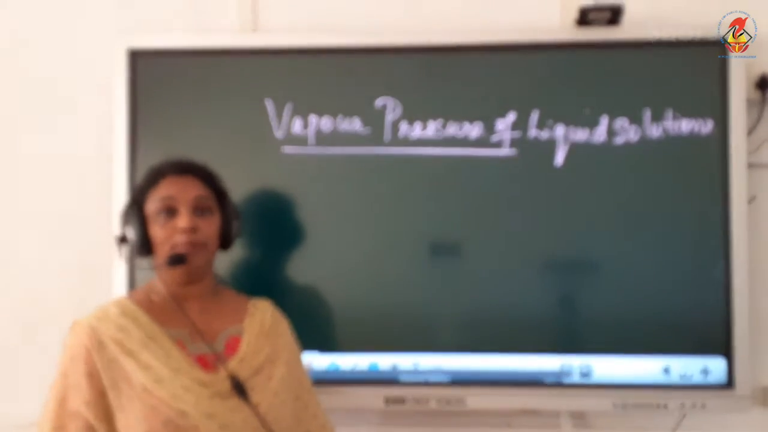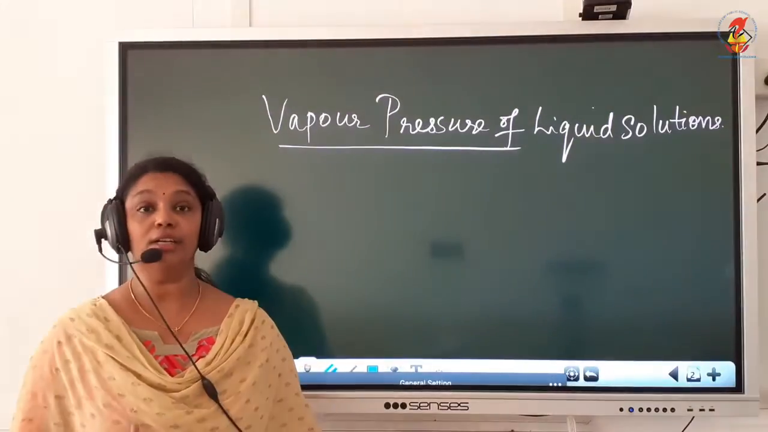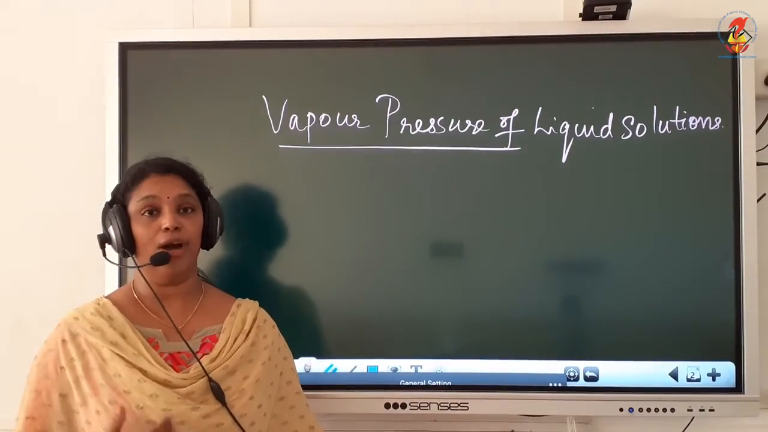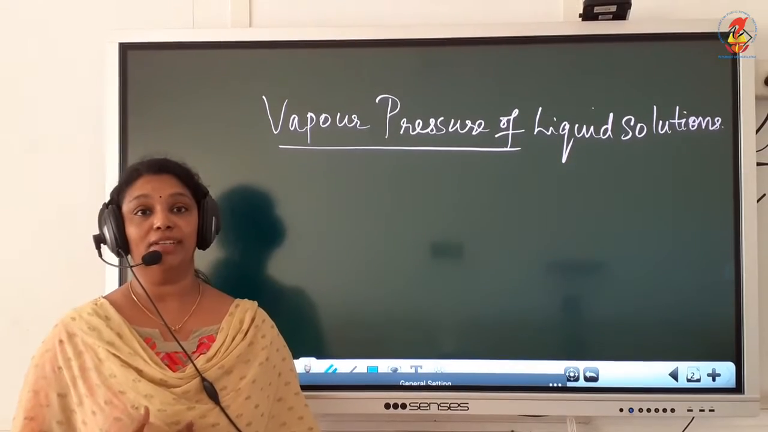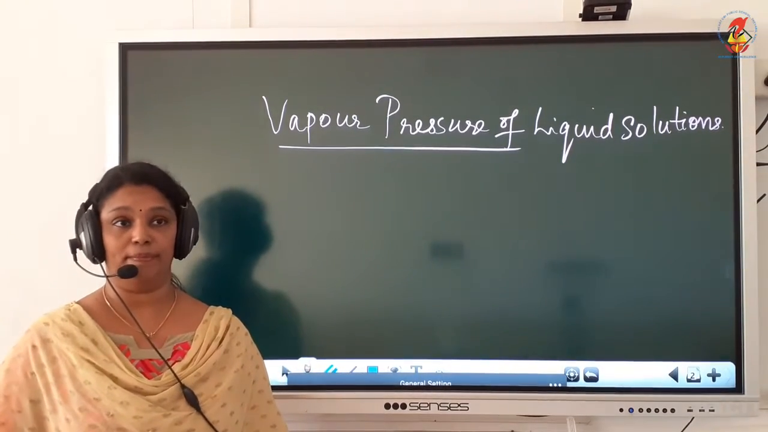So the definition of vapor pressure is the pressure exerted by the vapor above the liquid surface in equilibrium with the liquid at a given temperature. Now, we can see that the higher the temperature, or the weaker the intermolecular force of attraction between the molecules, the higher will be the vapor pressure.